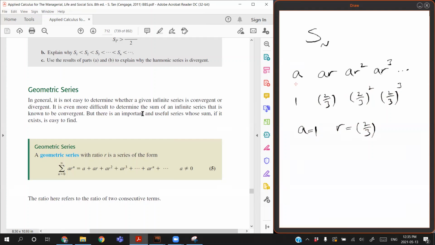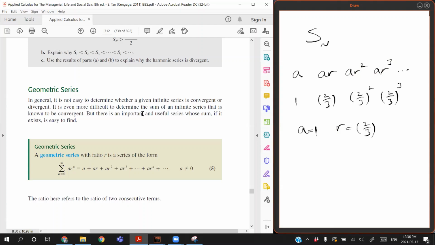And you can see that this follows this pattern here. 1, then 2 over 3 to the power of 1. So 1 times 2 over 3. Then 1 times 2 over 3 to the power of 2. Then 1 times 2 over 3 to the power of 3, and so on.